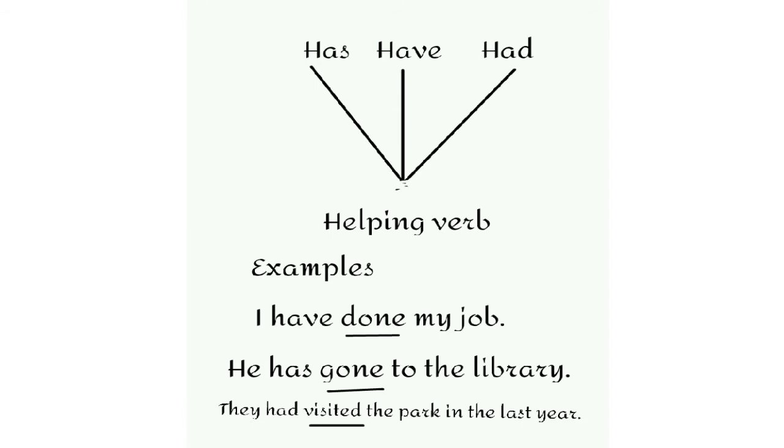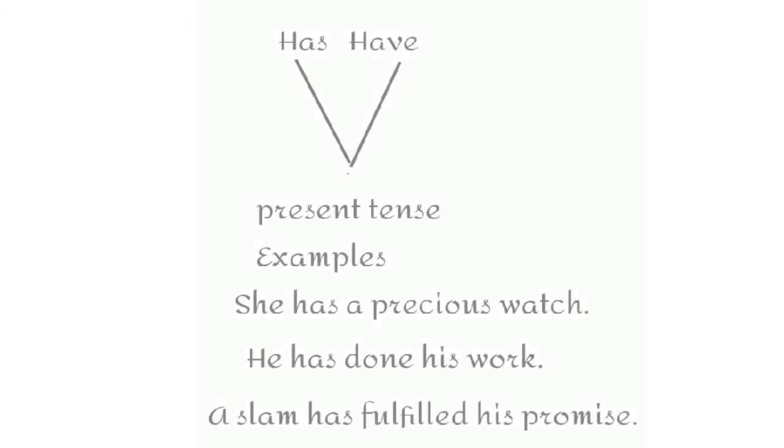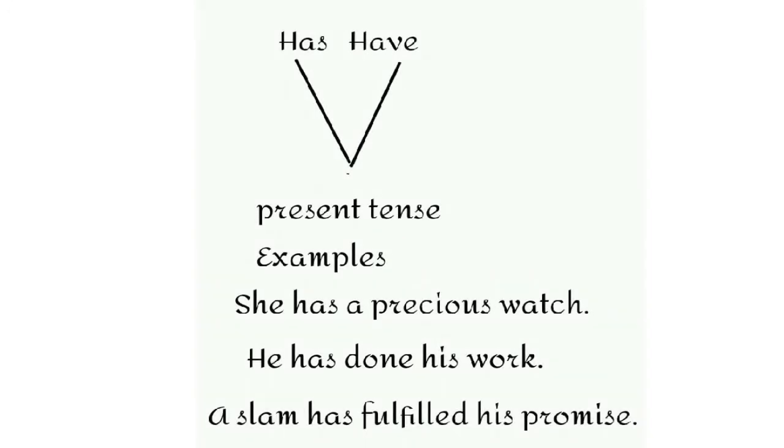Now the question is where we use has and have. We use in the present tense mostly has and have. For example, she has a precious watch, or he has done his work. Or in another example, Aslam has fulfilled his promise.